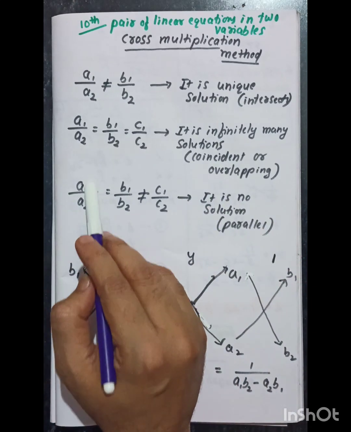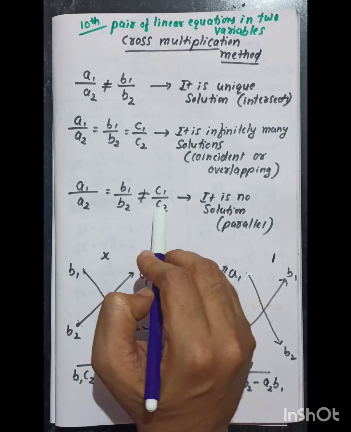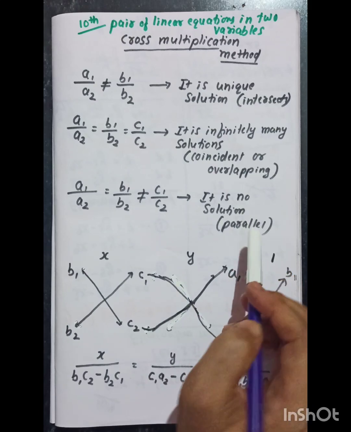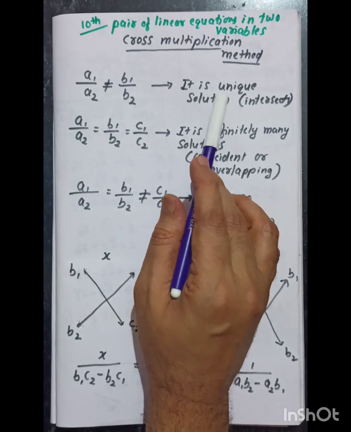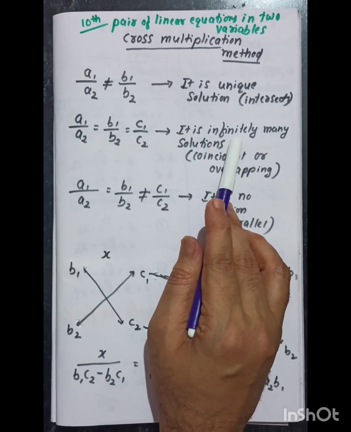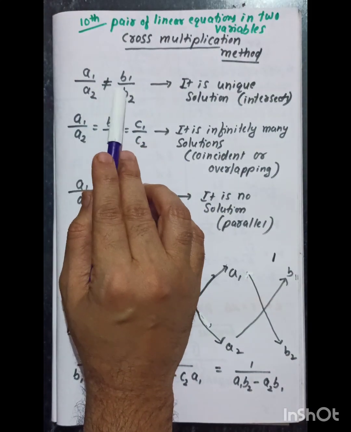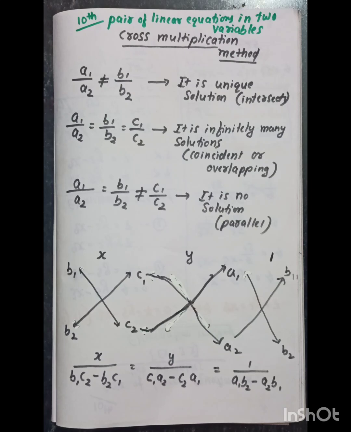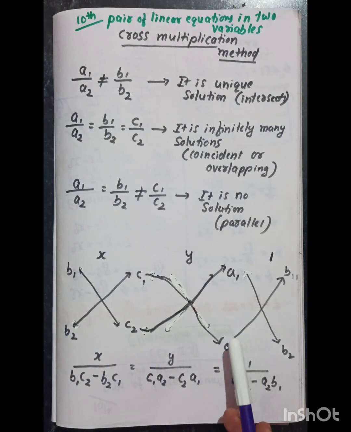In the same way, A1 by A2 is equal to B1 by B2 but does not equal C1 by C2. It is no solution, that is, the equations are parallel. We come across three types of solutions: unique solution, infinitely many solutions, and no solution, depending on the results like this. After that, I have written something which is helpful to do the cross multiplication method.